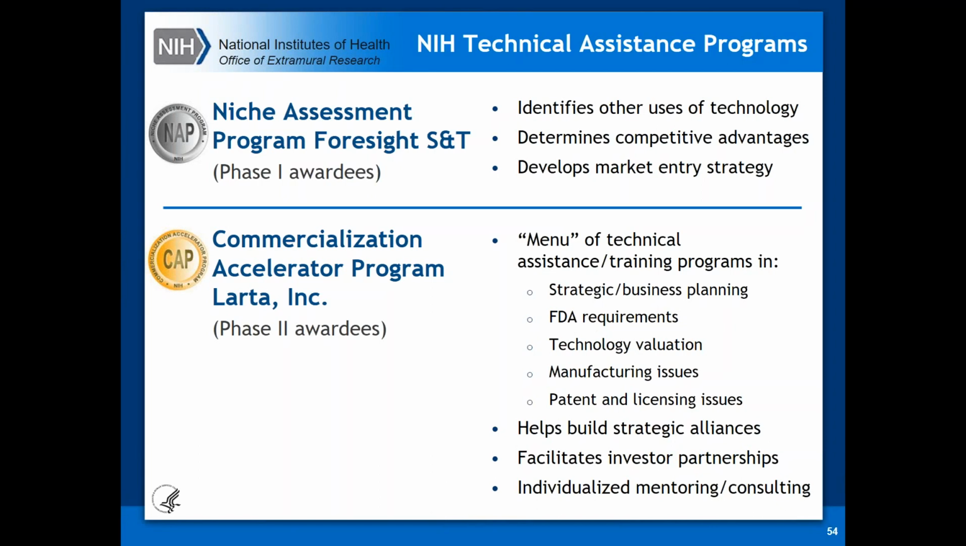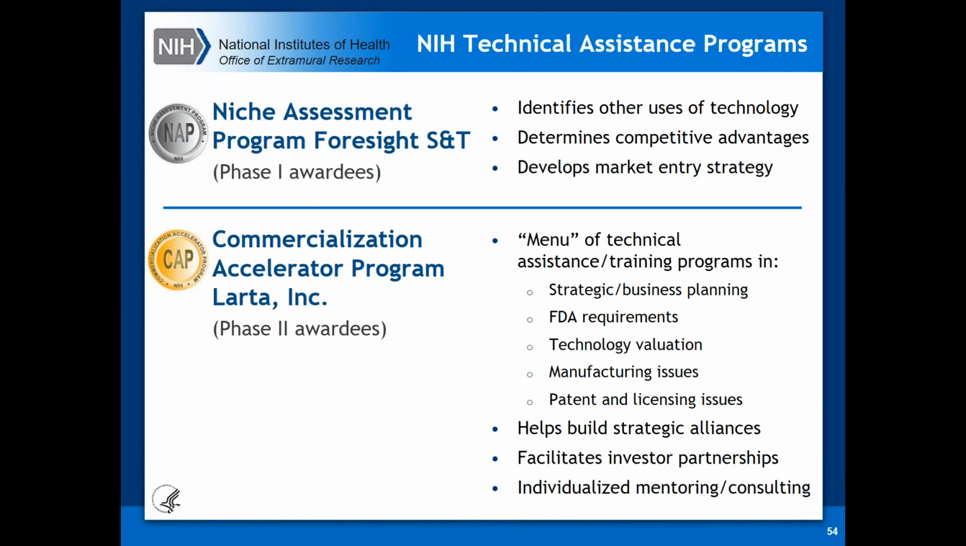There's spaces, you apply for the slots. As soon as you get your Phase 1 awardee, you should actually try to look into that. What it'll do is we contract with Foresight Science and Technology, and they will provide a marketing package for you, doing the research for the market entry and looking up the competitive advantage and other uses of technology.